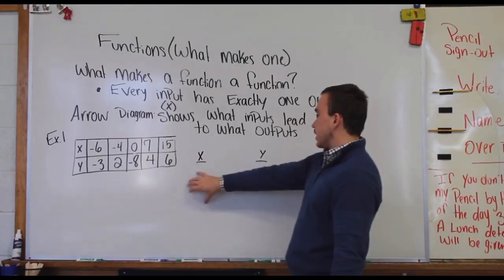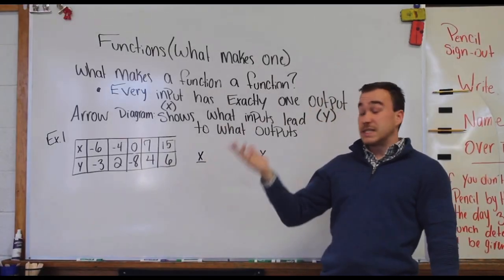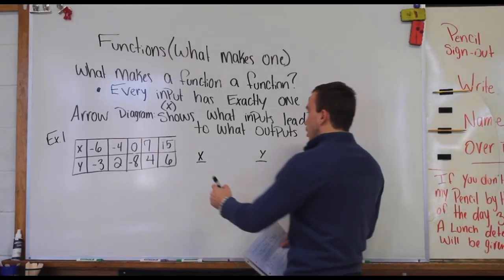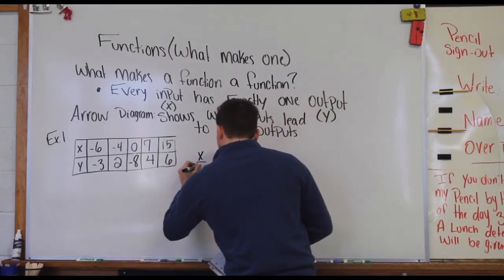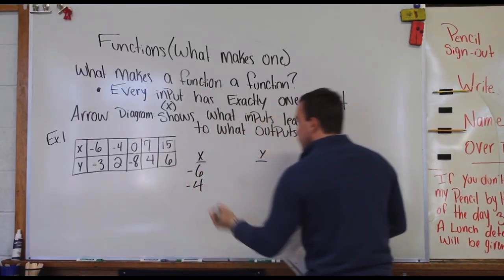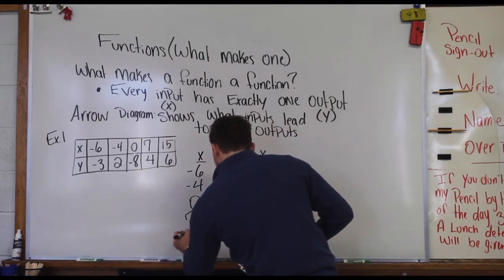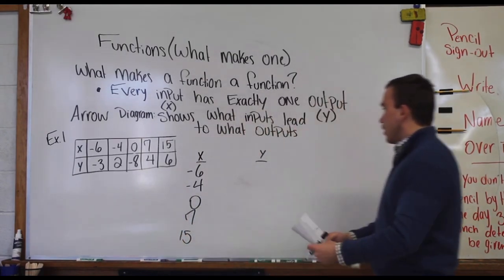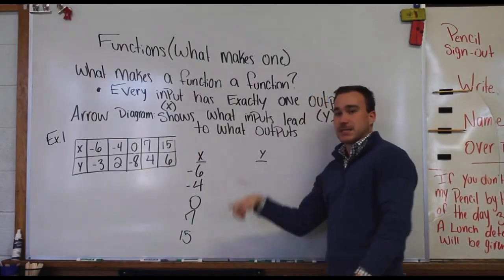And I always say when we're listing out in arrow diagrams, always go from smallest to greatest, or least to greatest. Alright, so we're going to start with our smallest x value, which is -6. And then goes -4, 0, 7, and then 15. Alright, so we just got that from our top part of the graph, which shows our x values.